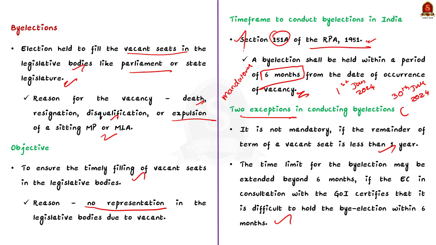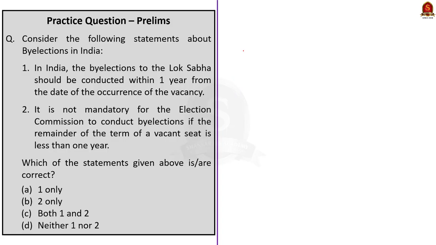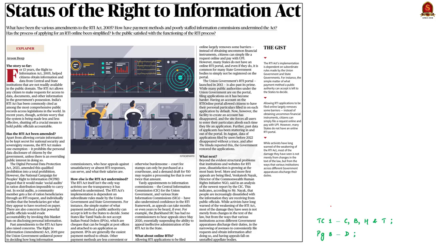So to sum it up, by-elections are held to fill the vacant seats in the legislative bodies, and they should be filled within 6 months from the date of occurrence of the vacancy. But there are two exceptions which we just saw now. Okay, that is all regarding this discussion. In this discussion, we covered the basics about by-elections. Now, let us conclude this and take up the next news article.